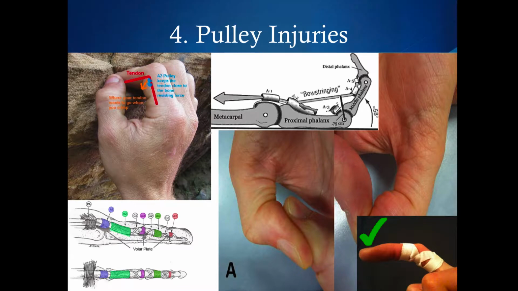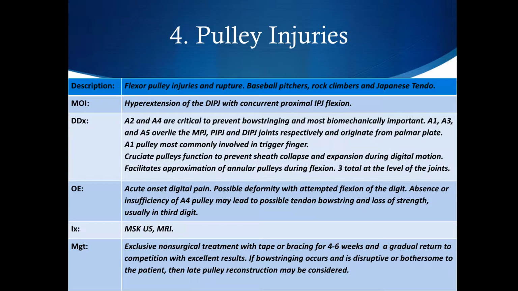The injuries usually occur in baseball pitchers, rock climbers, and Japanese tendo. The mechanism is a result of hyperextension of the DIP joint with concurrent proximal IP joint flexion. There is tearing or rupture of the pulley, resulting in bowstring of the flexor tendon. The patient would present with acute onset digital pain and possibly deformity with attempted flexion of the digit. The patient would also present with loss of strength, usually in the third digit.